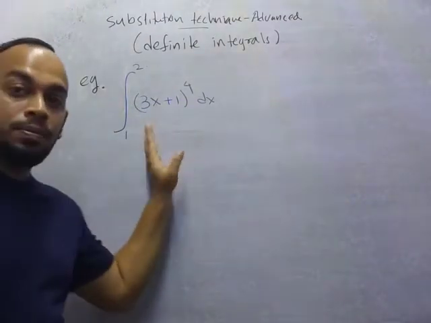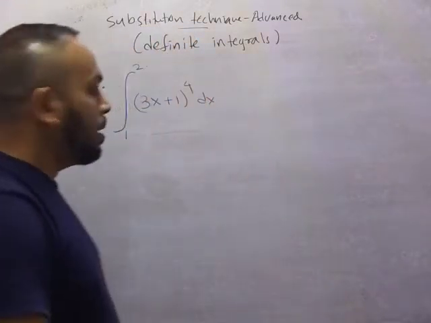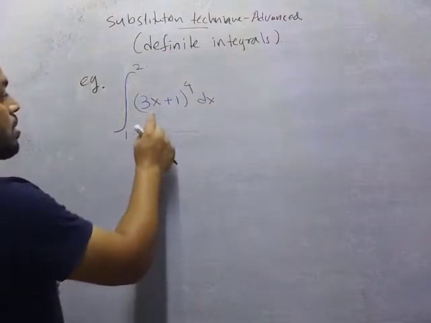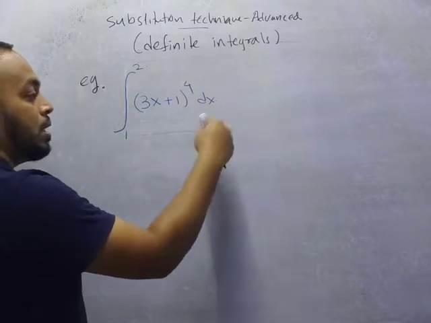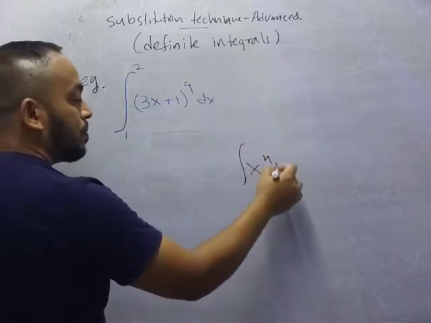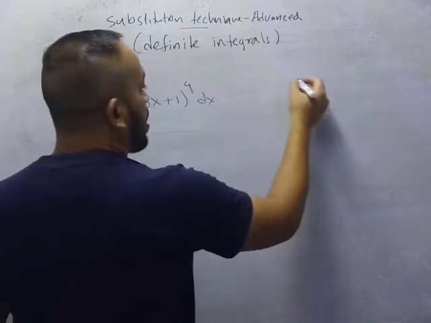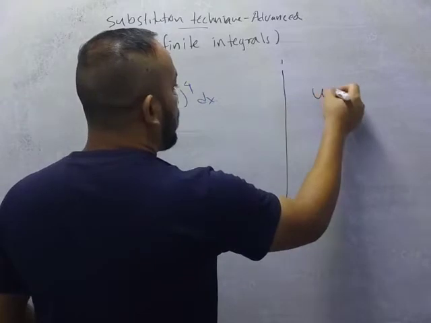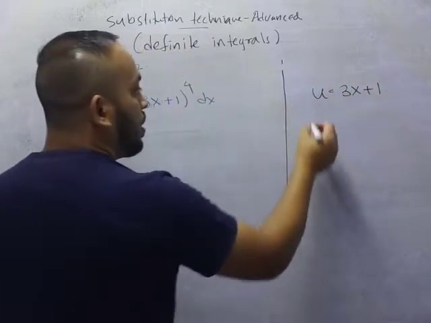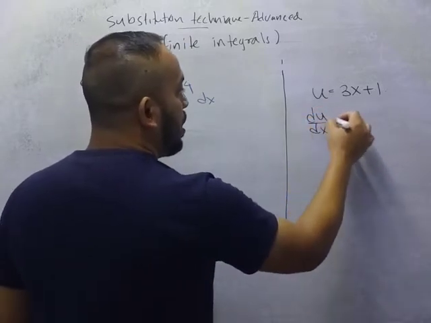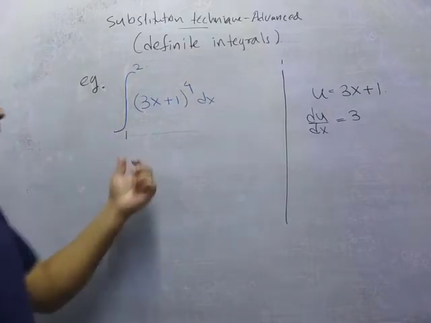Now this can be done without using substitution. No argument there. But let's try to use the substitution technique. So I can replace this by a simple variable. Then it would have this format. So what is that? The substitution would be u equals 3x plus 1. Then du by dx would be 3. Now this is a definite integral.